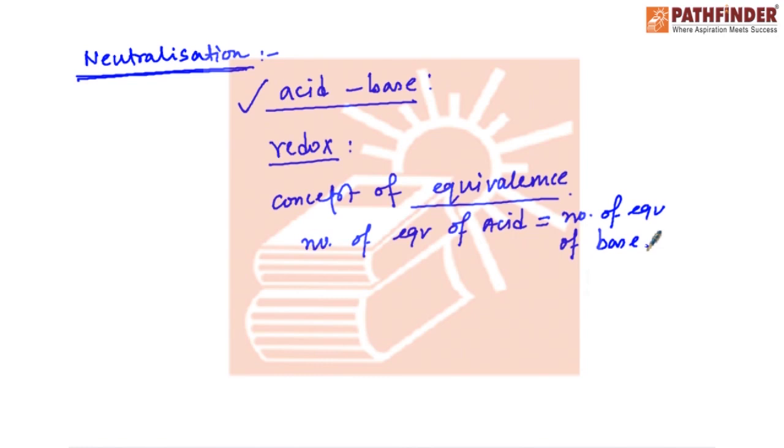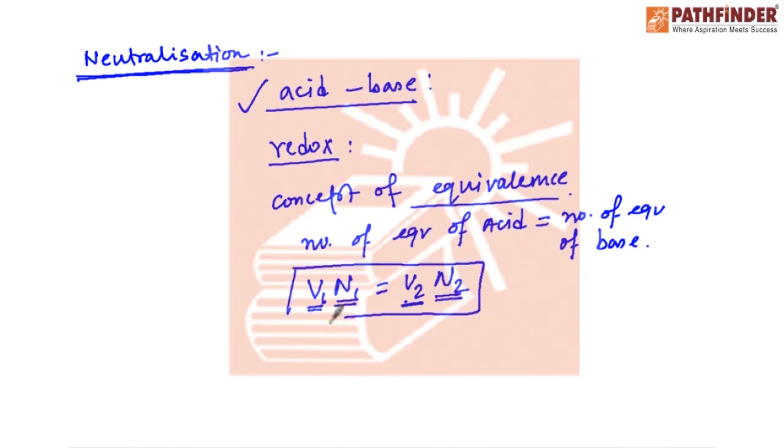Now from that concept we derive V1 N1 equals V2 N2. What does that mean? V1 is the volume of any given solution and N1 the normal strength of that particular solution, and V2 the volume of another solution, and N2 the normality of another solution. Now putting this in a frame, if V1, N1 and V2 are given, we can find out N2, or vice versa. So it can be done in a very simple way.